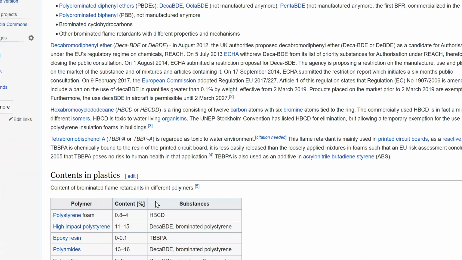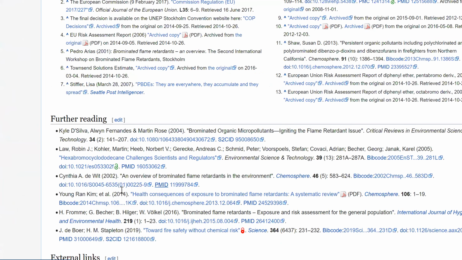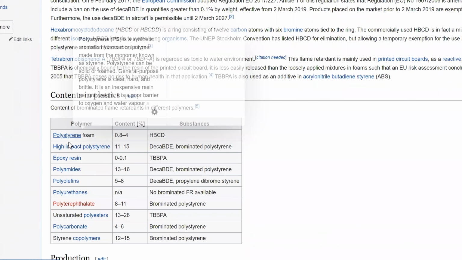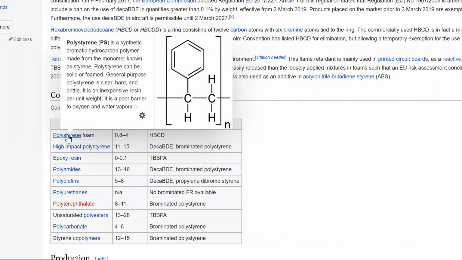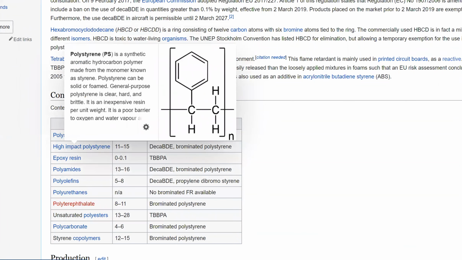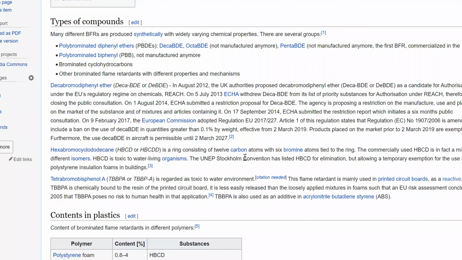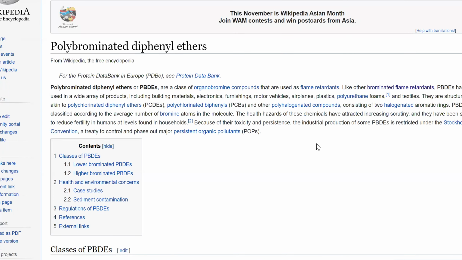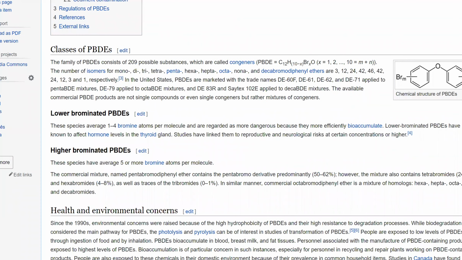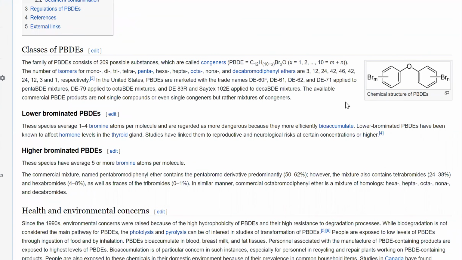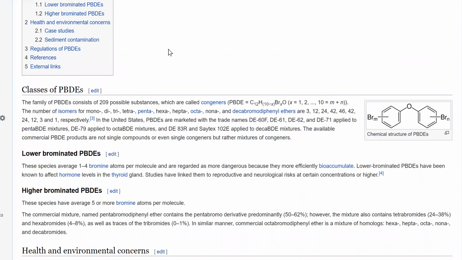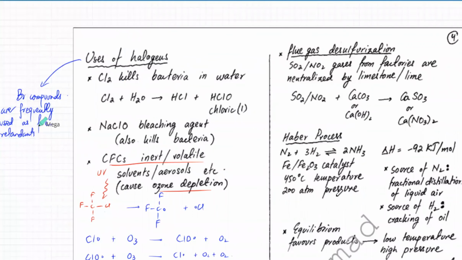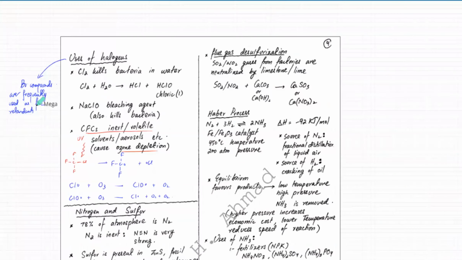I just wanted to show you some of the molecules. You can see these in the contents of plastics. So here's one molecule. It's two benzenes and there's a bromine attached. So brominated organic compounds are often used as fire retardants. That's the main point, so that's another use of halogens.